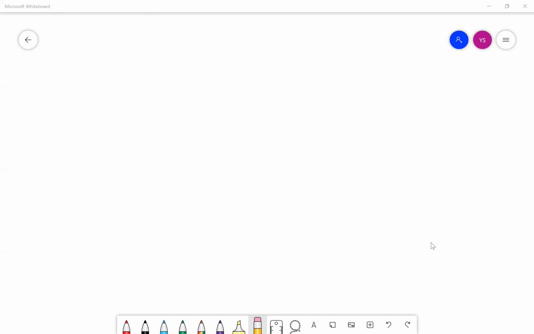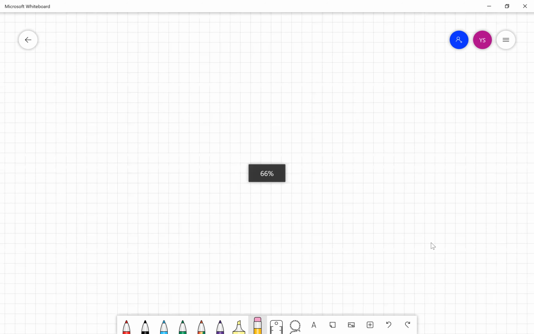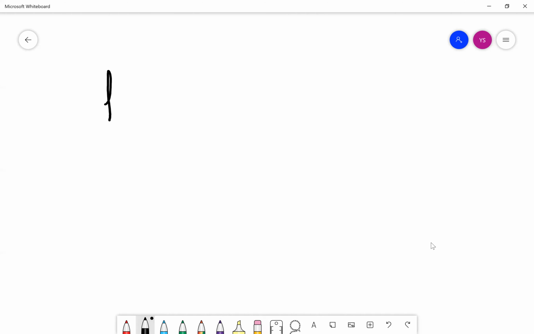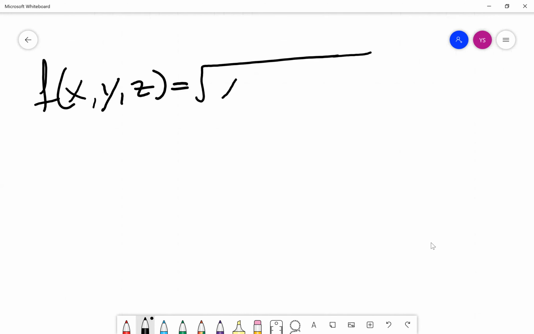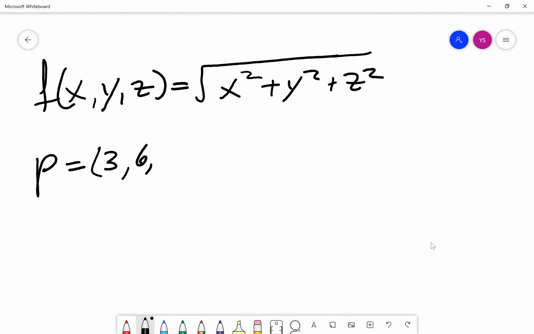Okay, so let's begin. You're given the following equation: f of x, y, z is equal to the square root of x squared plus y squared plus z squared, and your point is going to be (3, 6, -2).